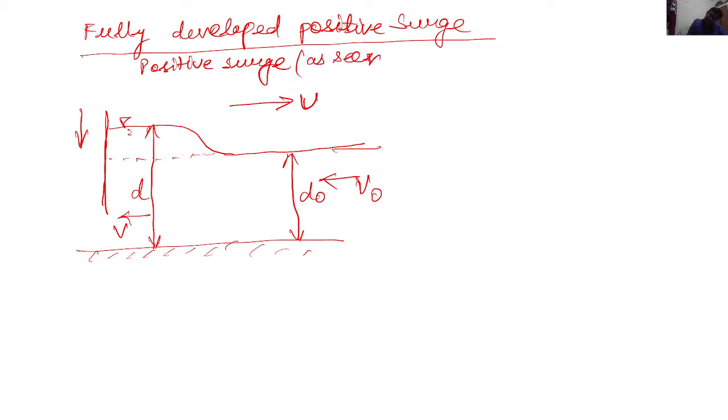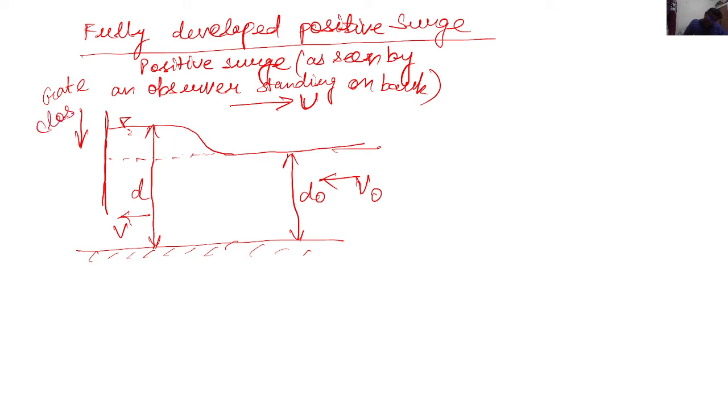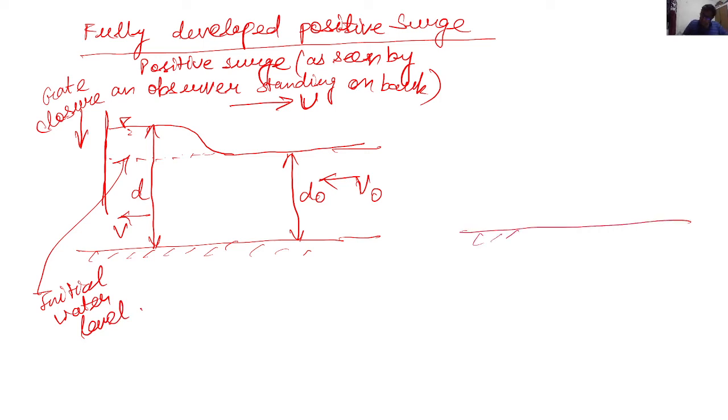as seen by an observer standing on the bank of the river. So this is the gate closure happening, due to which this positive surge actually started. So this dotted one was the initial water level. So let us just try to convert this figure into something simpler.